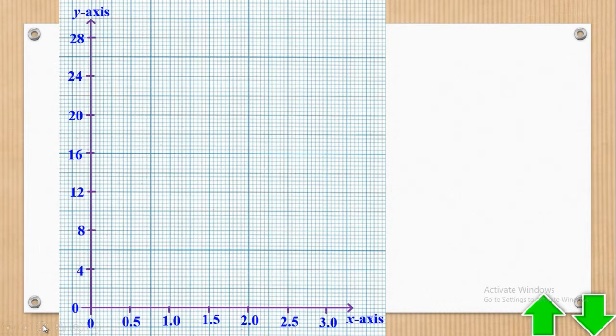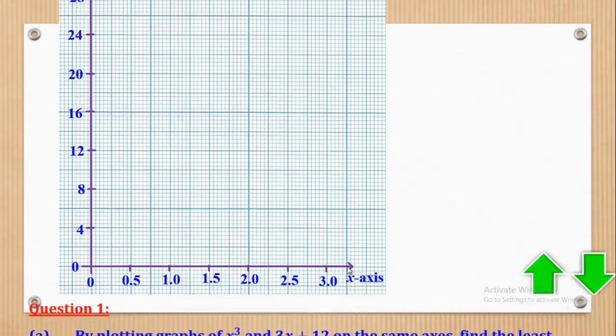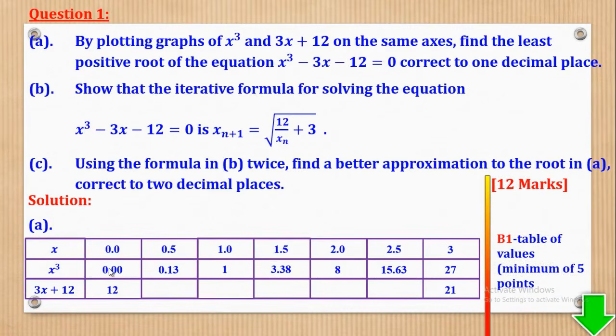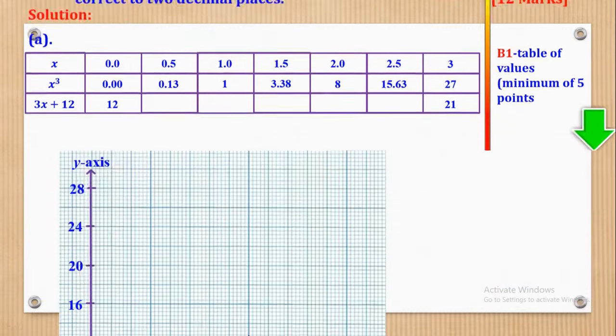So now we are going to plot both the curve and the line. If we start with the curve, we have to plot these values. So let's start by doing that.